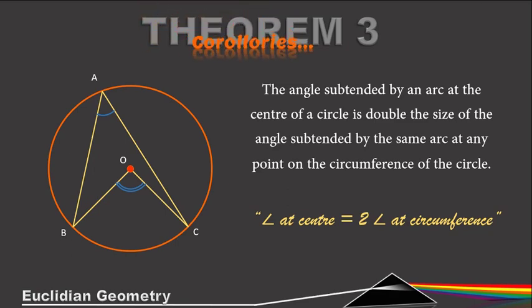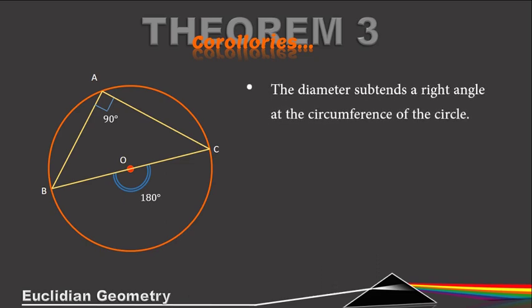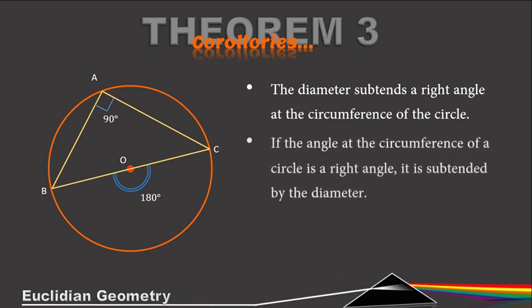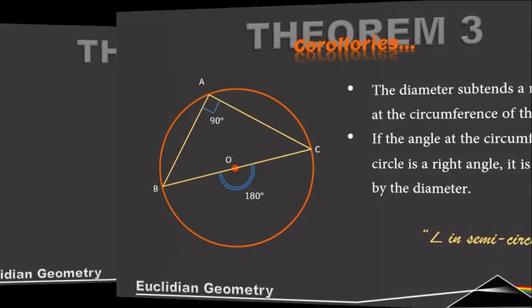Now for corollaries, in that case, it means that if I have my arc at 180 degrees, that means it's the diameter of the circle, then it will subtend an angle that is half of 180, which is 90. So theorem 3 says that the diameter subtends a right angle at the circumference of the circle, or alternatively, if the angle at the circumference of a circle is a right angle, then we can say that it is subtended by the diameter. And if you use this theorem, you state: angle in semicircle.